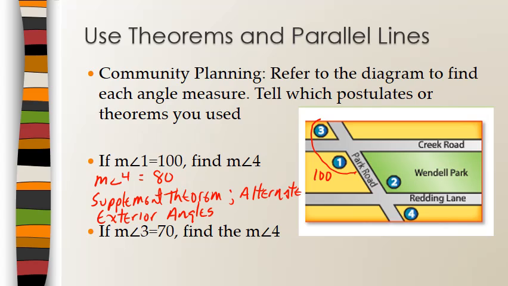Now, what if, in the second example, the measure of angle 3 is equal to 70, find the measure of angle 4. Well, we kind of already established that angle 3 and angle 4 are alternate exterior angles, which means that they are congruent according to the alternate exterior angles theorem. And so if angle 3 is 70, then angle 4 must also be 70. And so in this second example, the measure of angle 4, given what we have been told about the measure of angle 3, is also going to be 70, and we used alternate exterior angles.